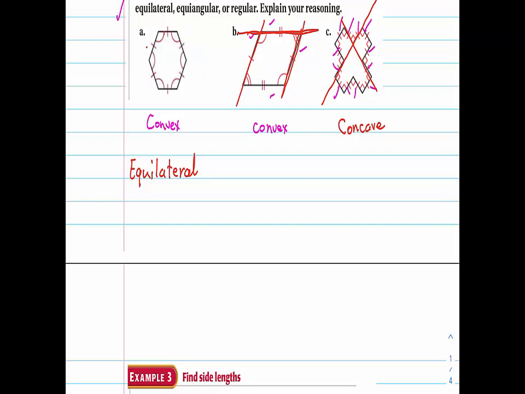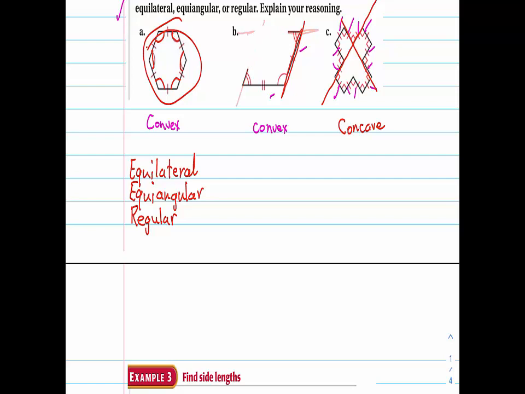Now, also, let's look at this one. Notice that every angle, we have these little curves here indicating all these angles are the same. So this is also equiangular. So this polygon is both equilateral and equiangular. When all the sides are the same length and all the angles have the same measure, we say this is a regular polygon.